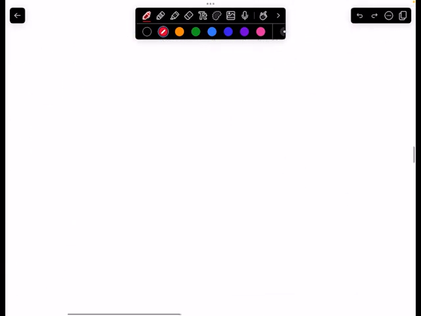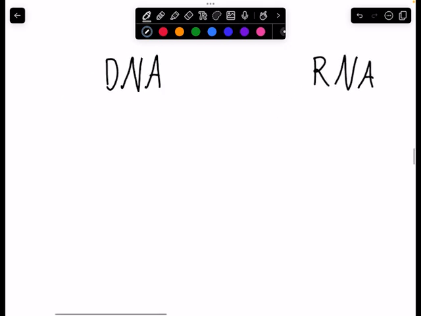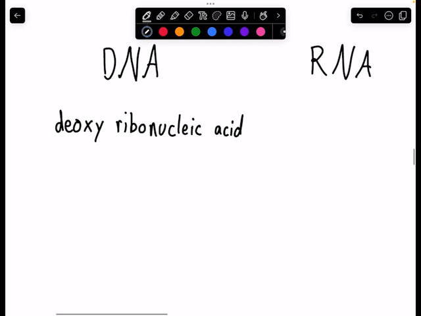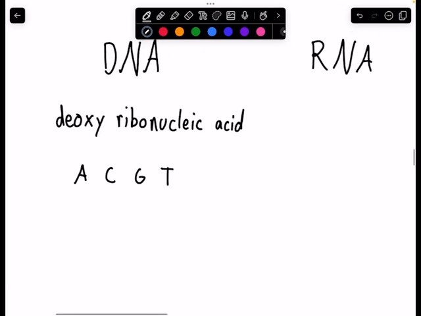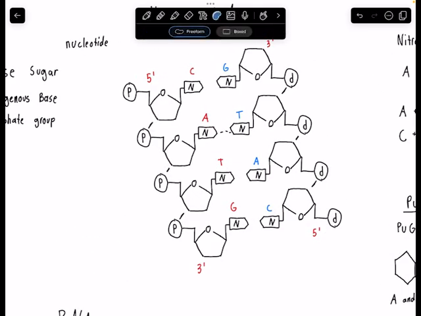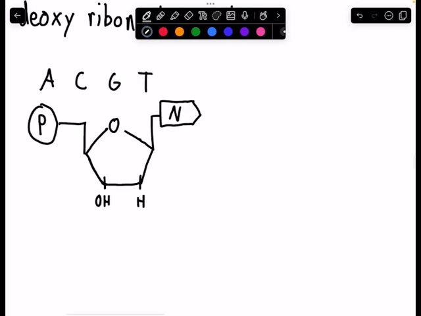So now we need to talk about DNA versus RNA. So we have DNA, RNA. For DNA, this stands for deoxyribonucleic acid. And so basically, these have the nitrogenous bases A, C, G, and T. That's what we talked about. And if we take a look at one of these groups, what you'll notice is here you have an OH, but here you only have an H, as opposed to RNA. RNA will have this OH.